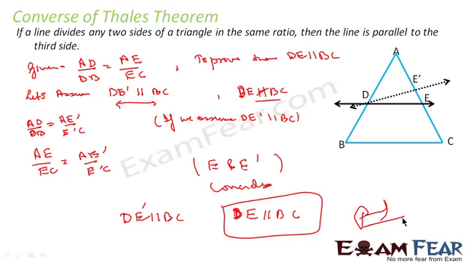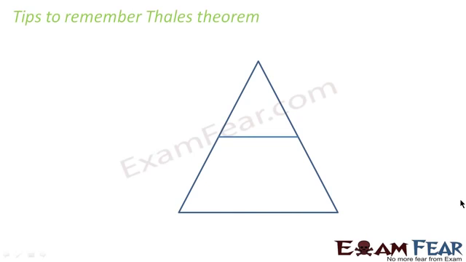What we have done, we have just taken any point E', and we assume that DE' is parallel to BC, and then we found that E' and E is the same point actually, and then we concluded that DE is parallel to BC. Let's have some tips to remember Thales' theorem.